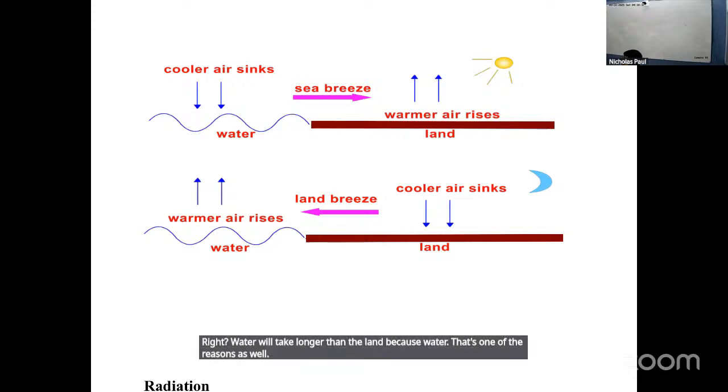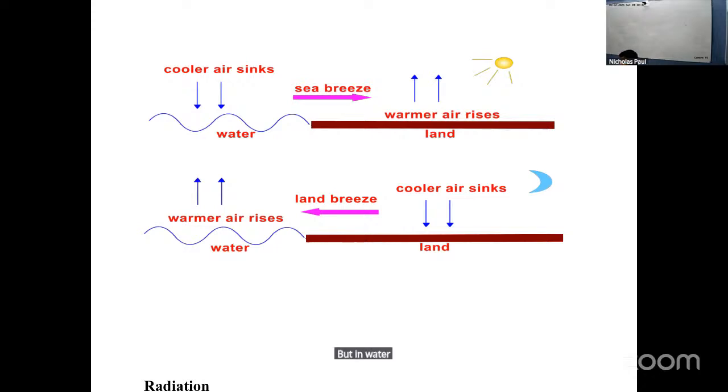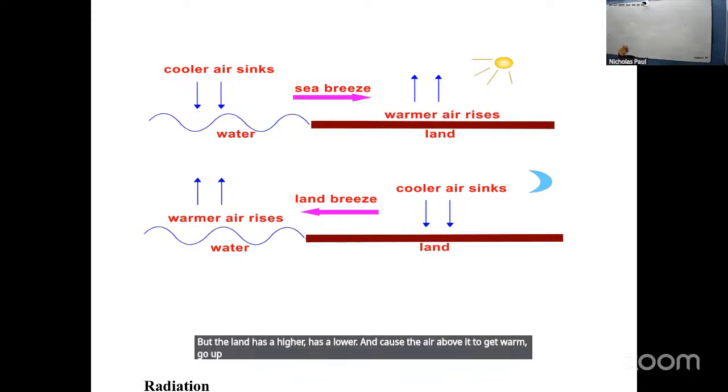But water has a higher specific heat capacity, and the land has a lower one. So therefore the land will heat up faster, right? And cause the air above it to get warm and go up, and the cool air from the sea will take its place. That's okay?